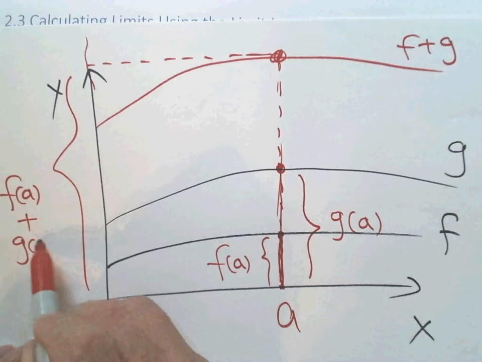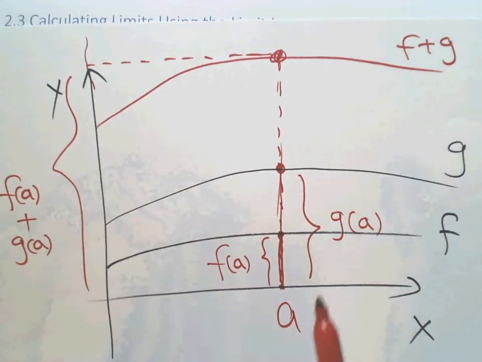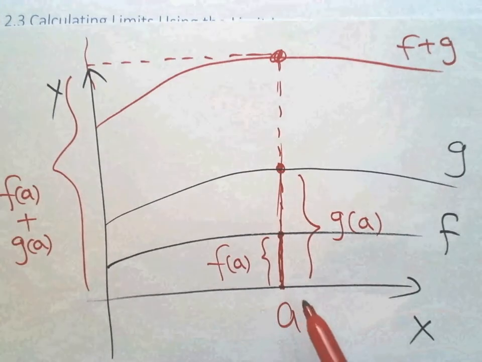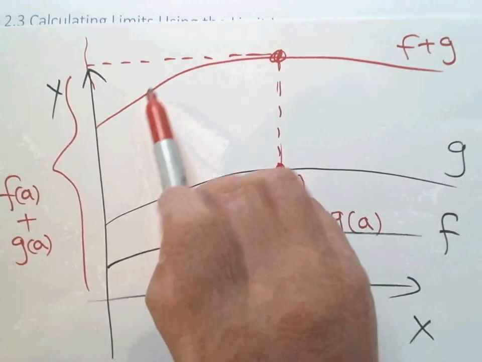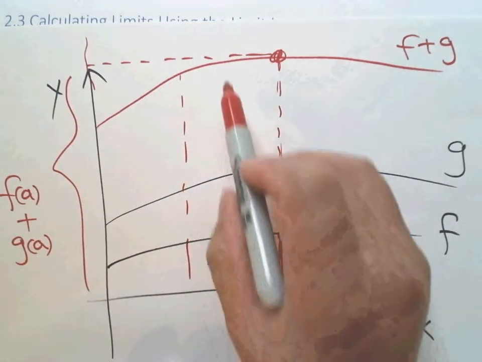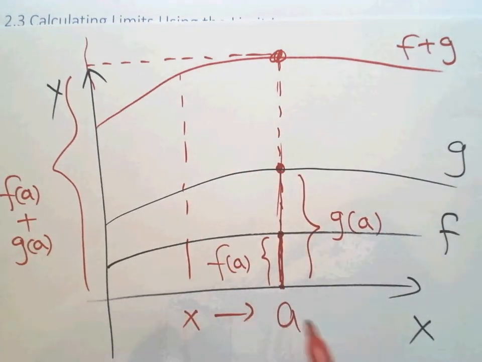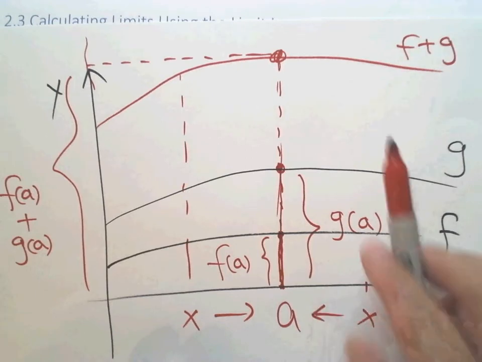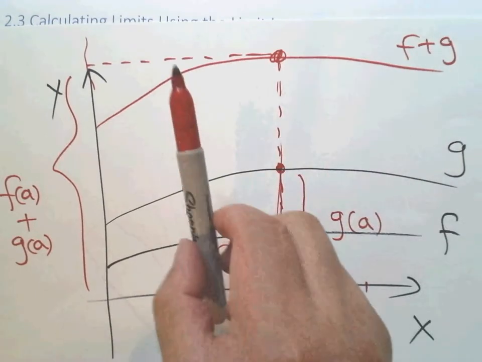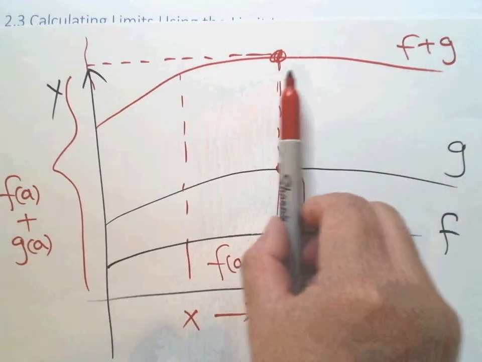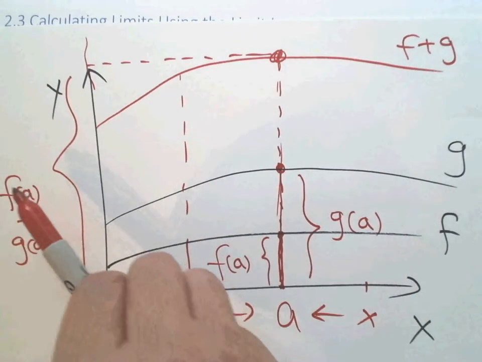Now we look at the limit of the sum of the functions at the point x equals a. Can you see what the limit is? The last time we defined what the limit is. When x approaches a, no matter whether from the left or from the right, the height of the function f plus g always approaches f(a) plus g(a). That's exactly the result.